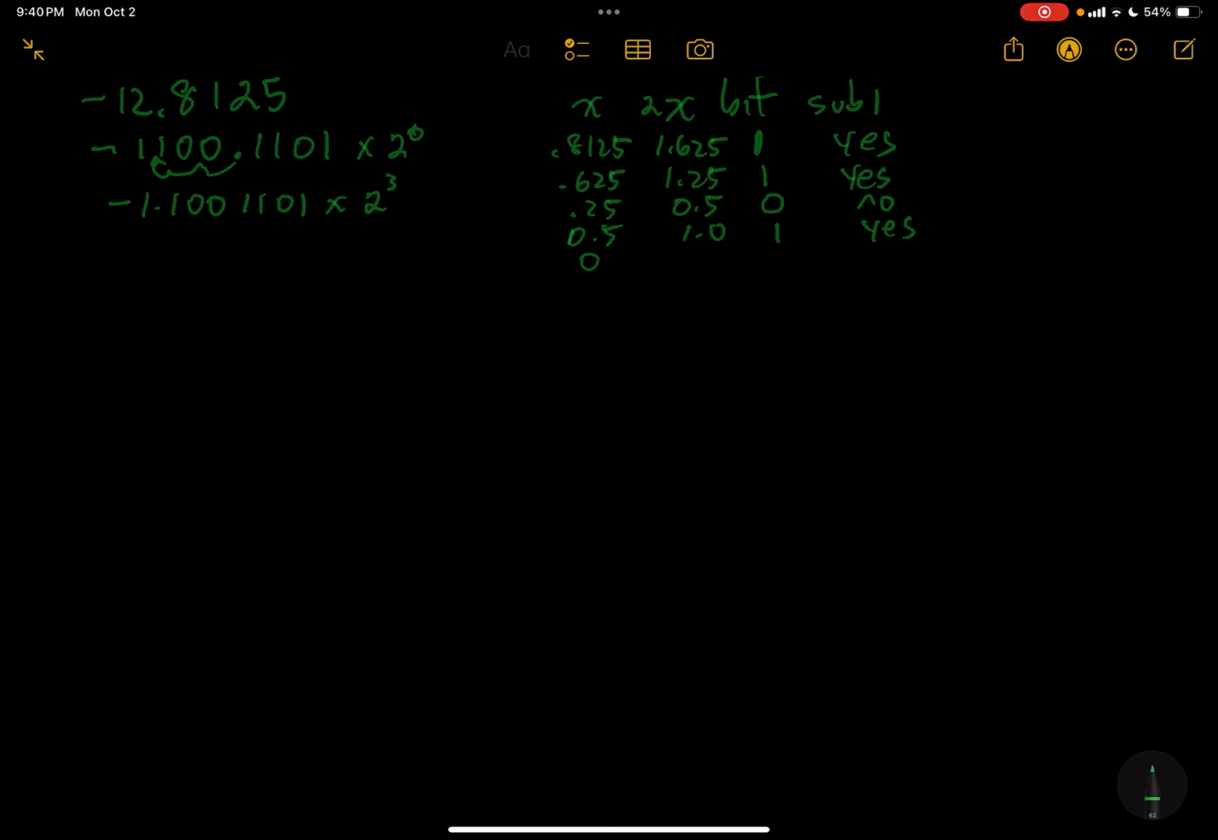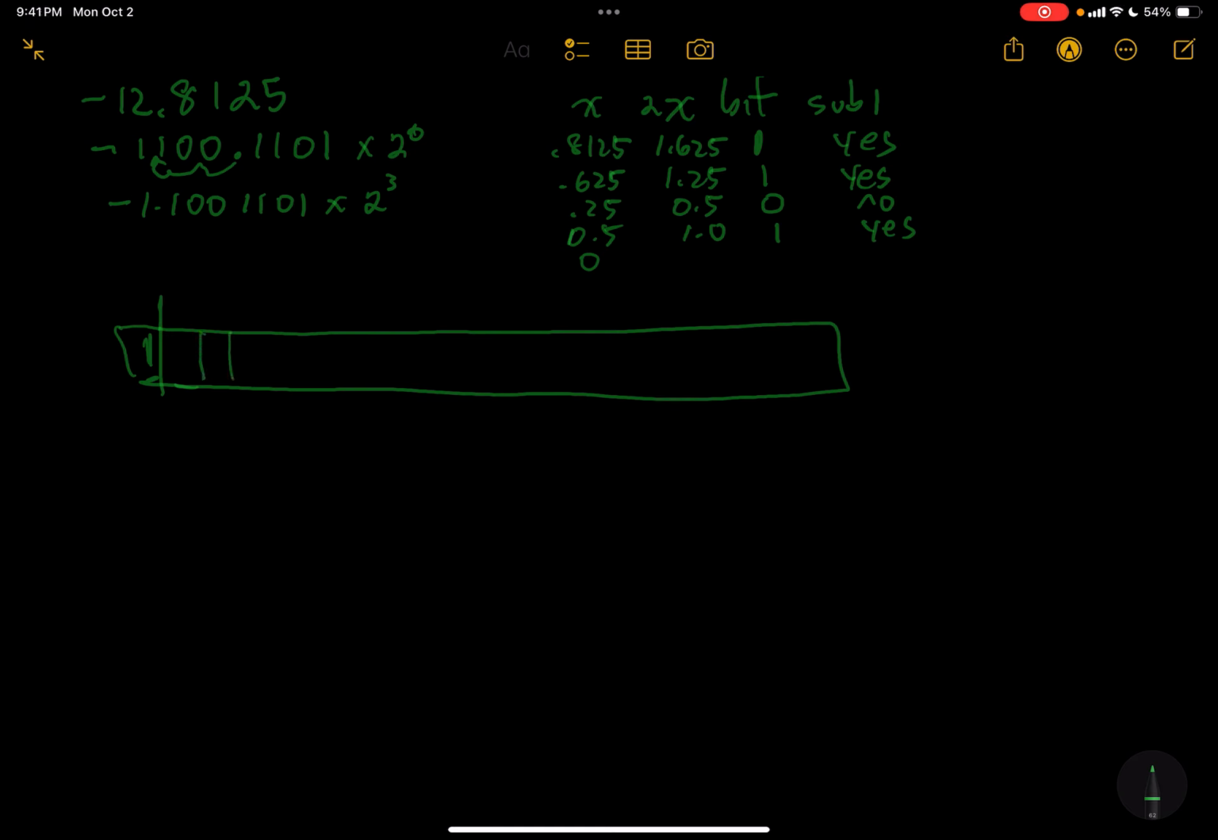Next, I have to put this into the IEEE 754 format, so it's going to look something like this. So first we've got our sign bit, and it's negative, so that means this is going to be a 1. We then need the exponent. We need 8 positions for that. 1, 2, 3, 4, 5, 6, 7, and 8. Now, just draw it like that.